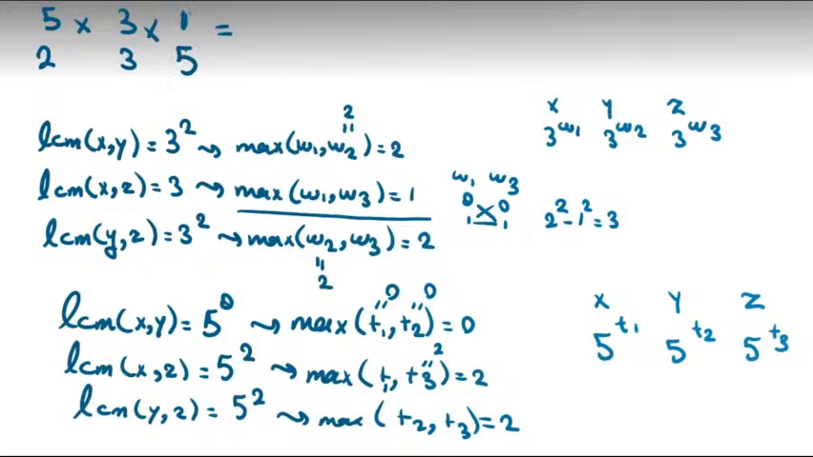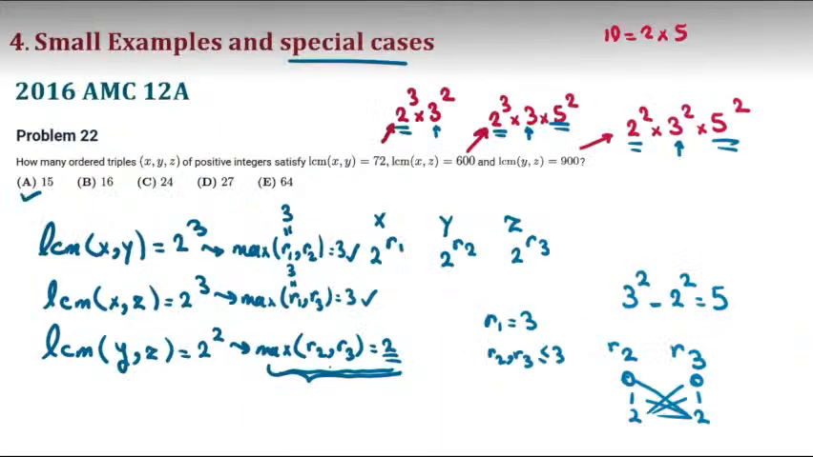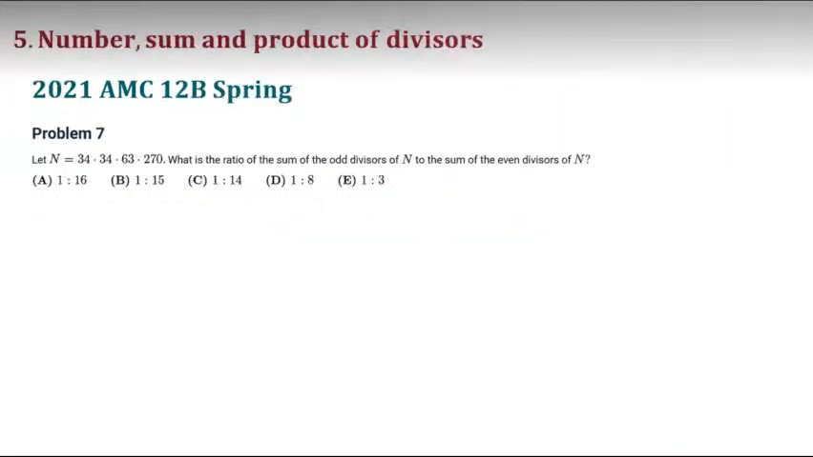And why did we multiply? Because for each case of considering 2, we can consider any case of 3. They are not related to each other. So it will be 5 times 3 times 1, which is 15. The answer is 15, and it will be 8. Let's go to the 5th one.